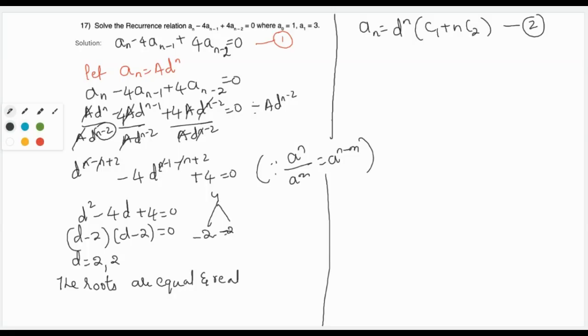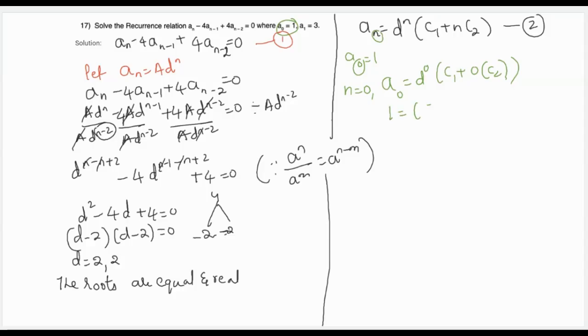Now they have given some conditions. a naught equals 1, so in place of n I have 0. If we write n equals 0 in equation 2 and simplify, we get a naught equals d power 0 into c1 plus 0 into c2. The a naught value is 1 equals 2 power 0 into c1 plus anything multiplied by 0, which is 0. So 1 equals 2 power 0, which is again 1, since anything raised to the power of 0 is 1, times c1.